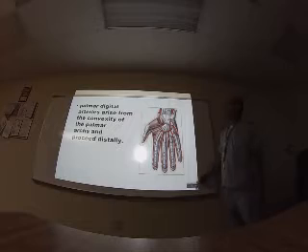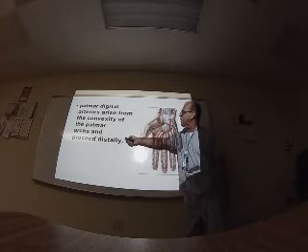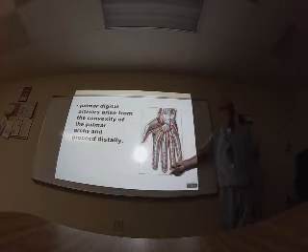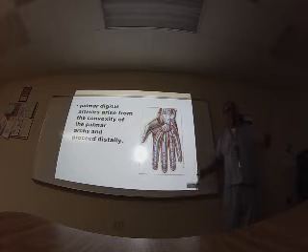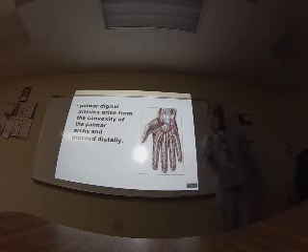Palmar digital artery arrives from the convexity of the palmar arch and proceeds distally. Not very important for us. At this moment, these are called the digital arteries.